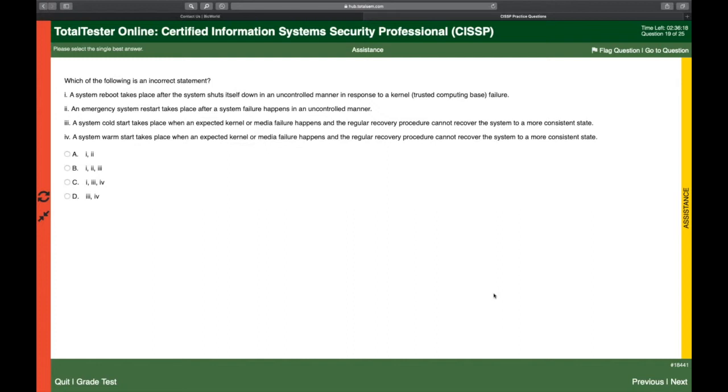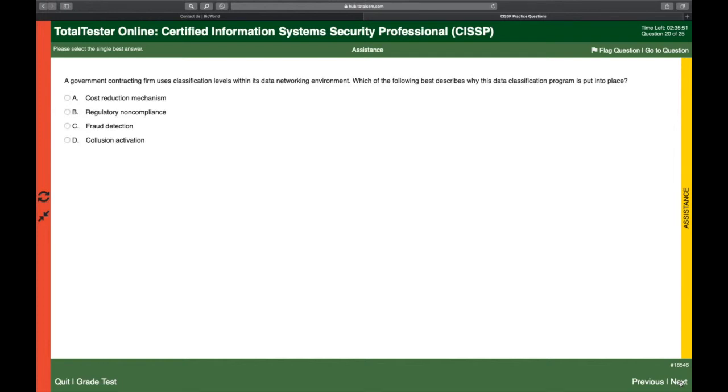But it does not associate with kernel or media failure. Yeah, I think I'll agree with you on Delta, 3 and 4. I think 1 is definitely not one of them, so that eliminates Bravo, Alpha, Bravo, and Charlie. I think it has to be Delta, but we'll see. Number 20, a government contracting firm uses classification levels within its data networking environment.